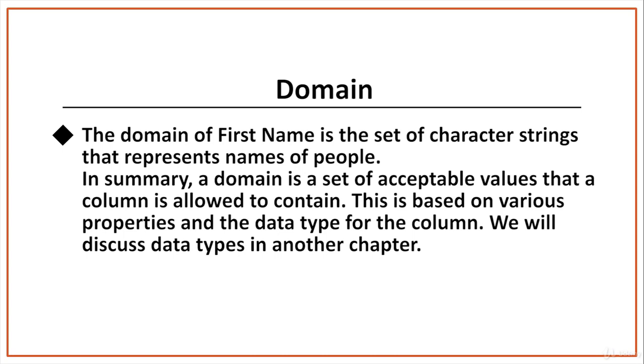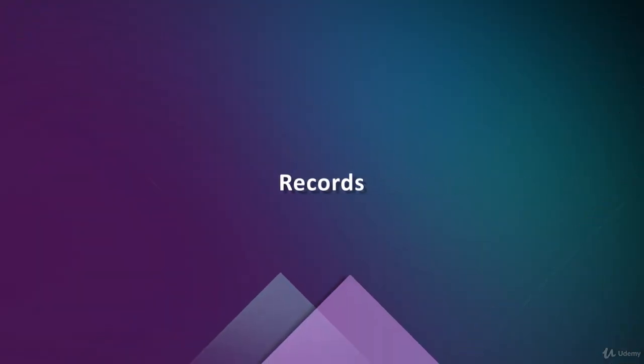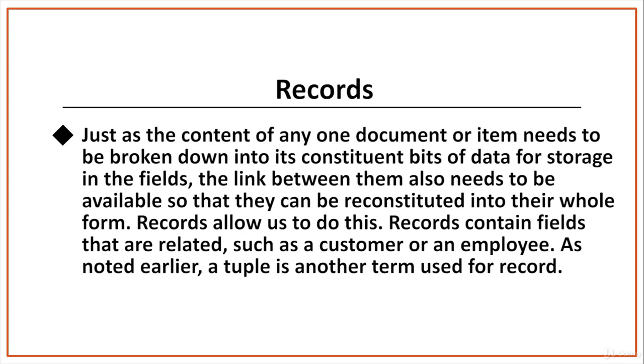In summary, a domain is a set of acceptable values that a column is allowed to contain. This is based on various properties and the data type for the column. We will discuss data types in another chapter. And now we move to records. Just as the content of any one document or item needs to be broken down into its constituent bits of data for storage in the fields, the link between them also needs to be available so that they can be reconstituted into their whole form. Records allow us to do this.